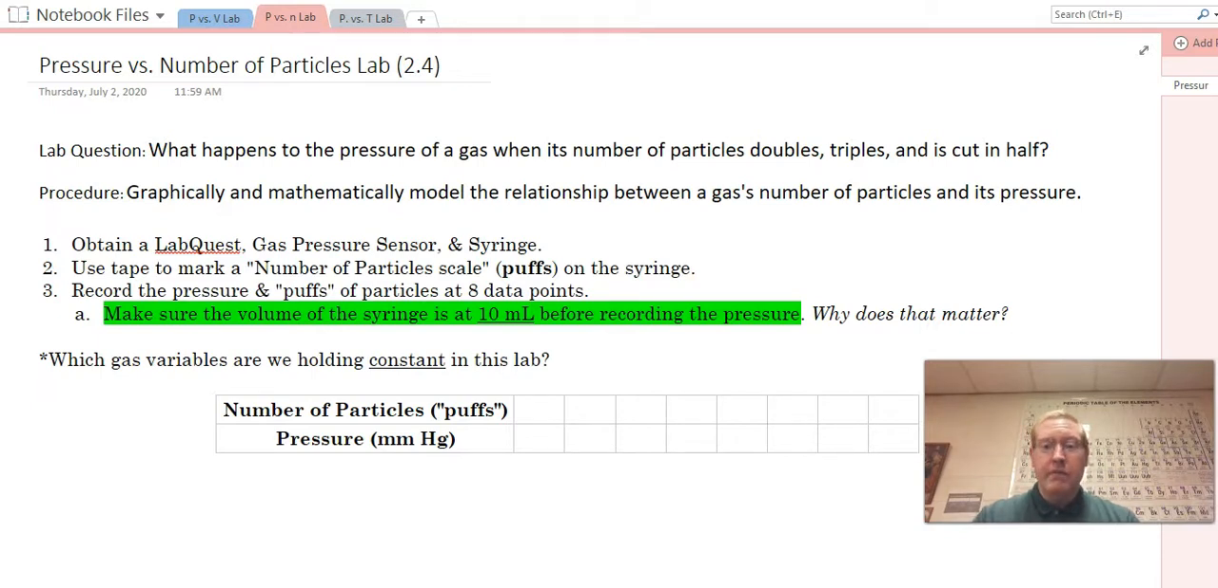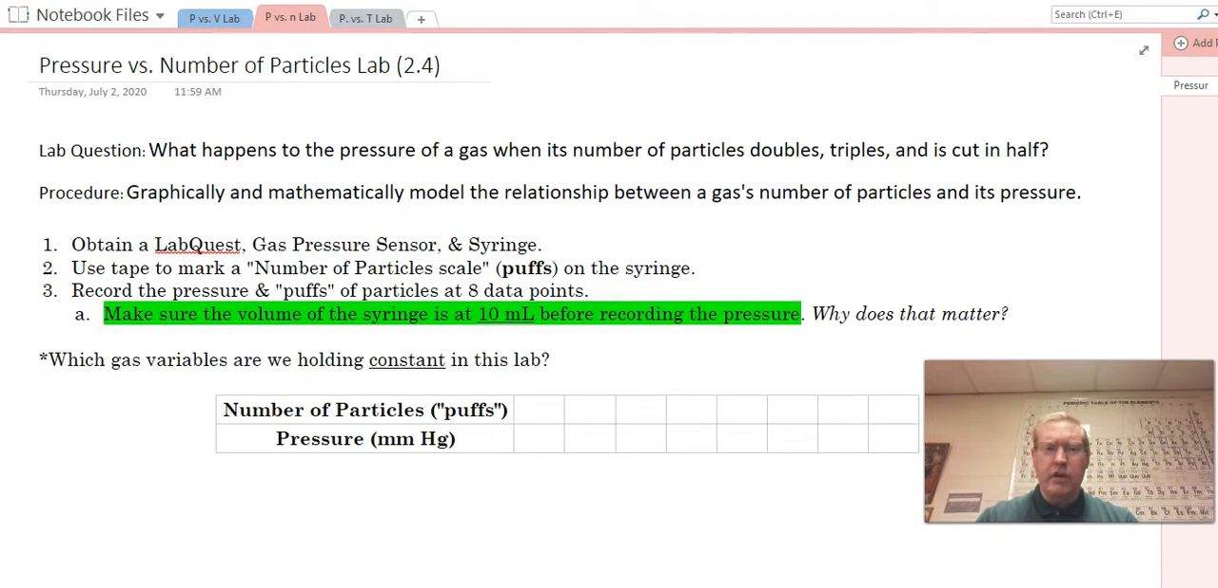In the first lab, if you recall, we changed the volume of the gas. This time we want to change its number of particles and see what effect that has on the gas pressure. So once again, we're going to graphically and mathematically model the relationship between a gas's number of particles and its pressure. We're going to GAM-TRIB again, this time using particle number rather than volume.